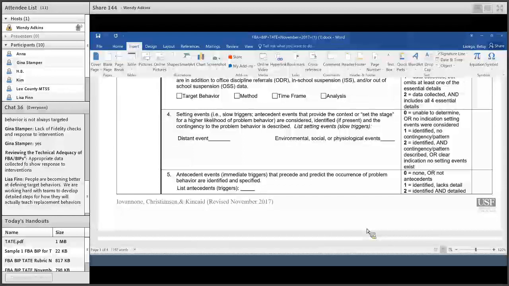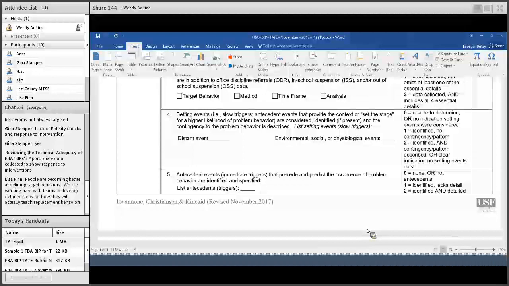That's where behavior happens. But a setting event is something that usually happens removed in time from when you actually see the behavior. But on the days that setting event is in place, you're going to see an impact on the behavior. Sometimes the only time this behavior happens is when the setting event is in place. For example, a student who doesn't get enough sleep the night before, maybe on those days, that's the only day you're going to see the screaming behavior.